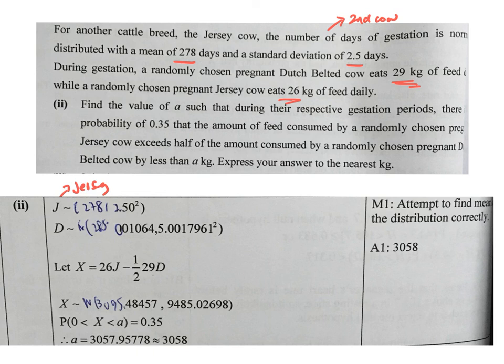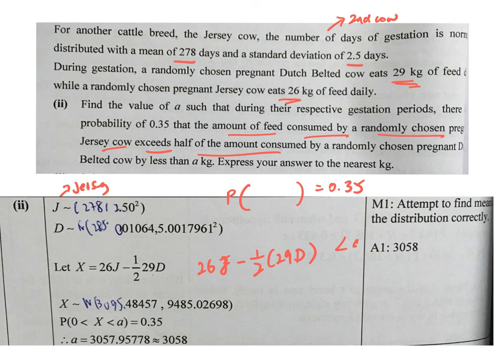Find the value of A during their respective gestation periods, such that the probability is equal to 0.35 that the amount of feed consumed by a randomly chosen pregnant Jersey cow exceeds half of the amount consumed by a pregnant Dutch spotted cow is less than A. So what does it mean? Each Jersey cow has a gestation period, and every day throughout this gestation period, they eat this 29 kg or 26 kg. So J represents the gestation period, and each day I'm eating 26 kg. This is less than A, but it has to be more than 0 definitely.